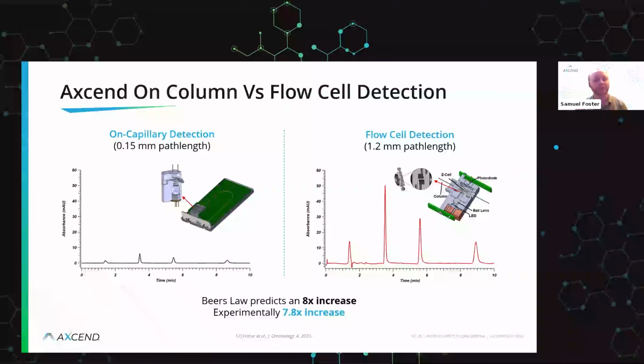Now we could see here we're still achieving very high separation efficiency, and we're able to do so due to a lot of the mitigations and the limitations of extra column volume.